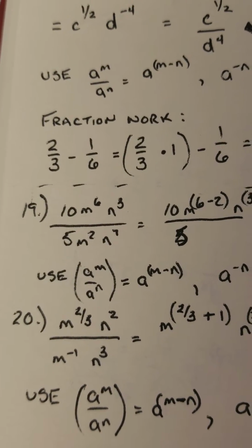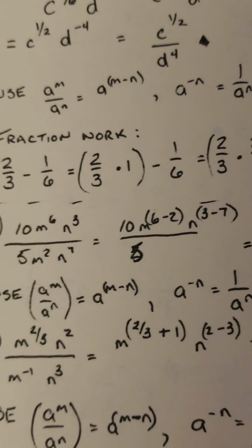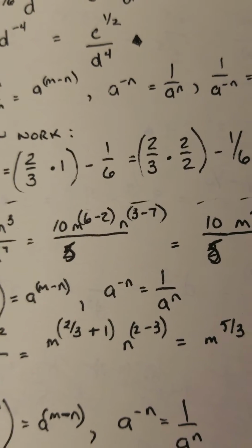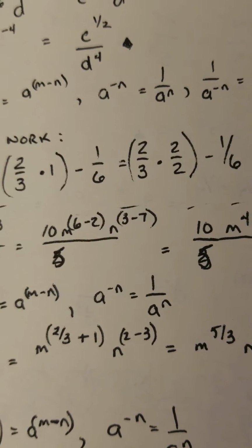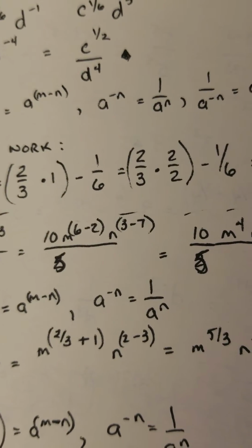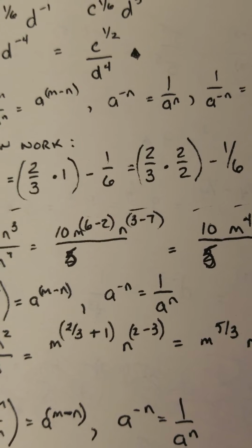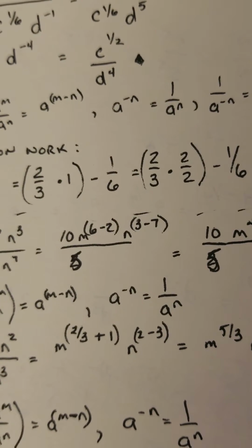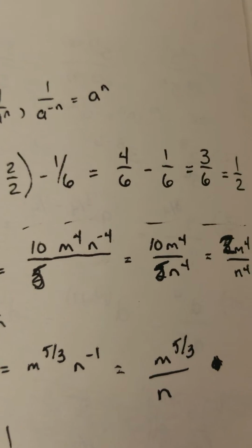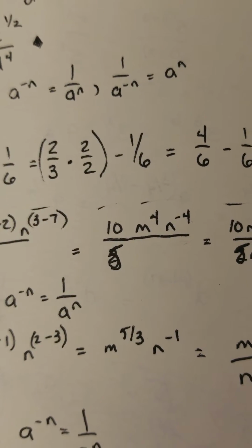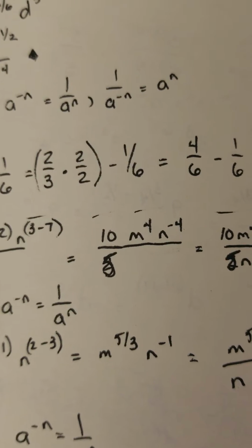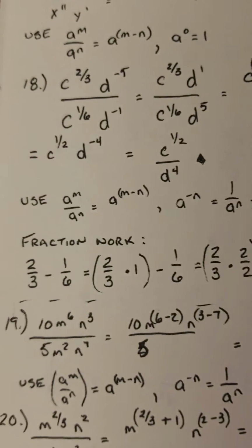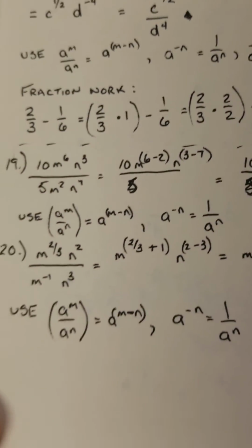I ended up putting in there 2 over 3 minus 1/6. Okay, I multiply 2 over 3 by 1, and I'm going to make that equal 2 over 3 times 2 divided by 2, which is the same as 1. That's why we can do that. We have that identity property in multiplication. Any number multiplied by 1 equals itself. When I ended up expanding that out, you can see 2 times 2 equals 4, 3 times 2 equals 6. Subtract it out, I get 3 over 6, which reduces to 1/2. And that's where I ended up getting that answer from.